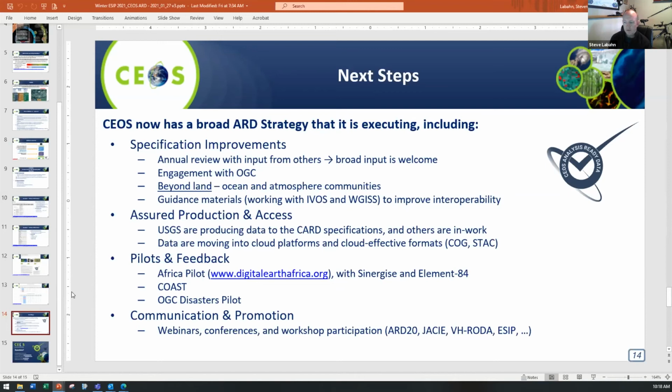Africa, we've got an internal coastal project called Coast, and we've also just recently initiated a disasters pilot through OGC. And then, of course, we're trying to get out across the community as best we can, including things like ARD20, which Ignacio is heavily involved in, JC, VH Rota in Europe, as well as ESIP here today.